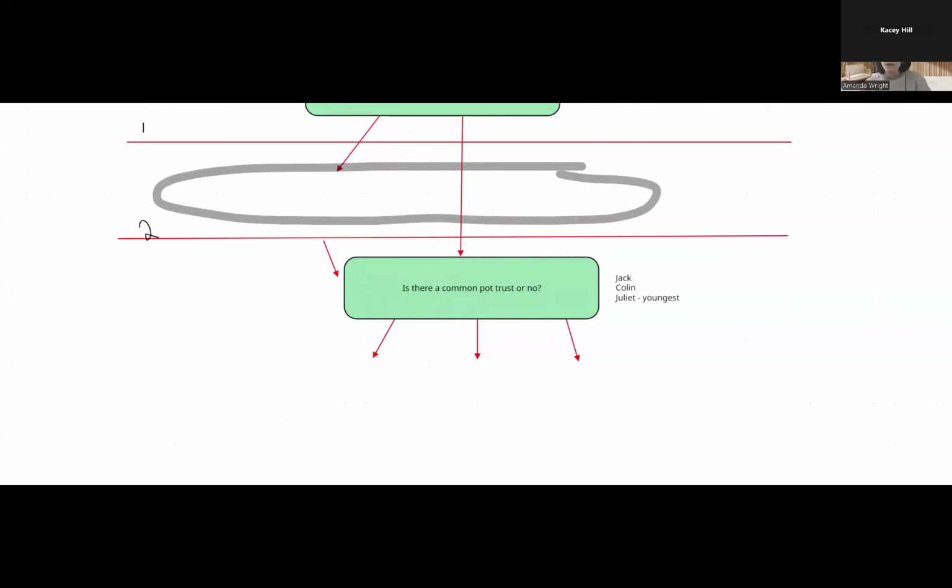So whether or not we have a common pot, the following options could happen. Jack, Colin, and Juliet could inherit outright as long as they are over the age of 18, meaning that they just get checks written out to their name, pretty much. They are in control.